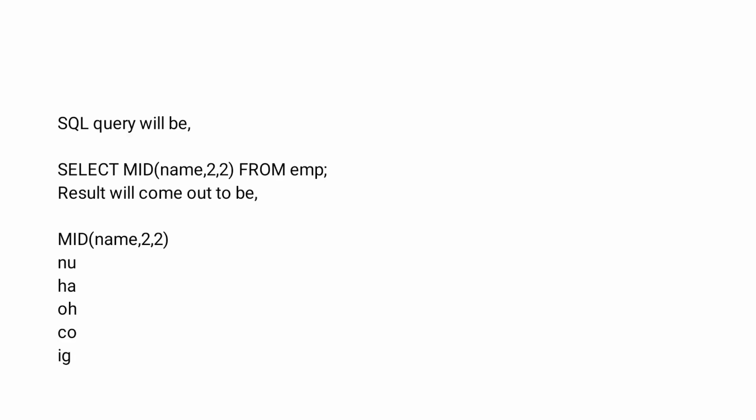And here is the example for that. Select mid of name comma 2 comma 2 from the table. So we start with the second letter, and the length of the string we have to display is only 2 letters. So the resultant output is like this. All names start from the second letter, and the length of the string is 2. So only two characters will be displayed on the screen.